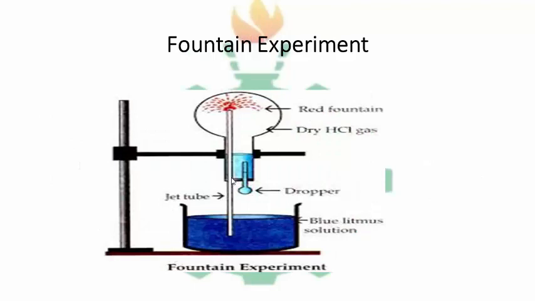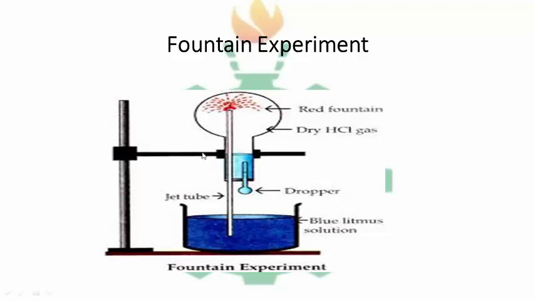Now to the Fontaine experiment. The Fontaine experiment is just used to describe the solubility of some gases, to describe how soluble gases are. The major gases we use are hydrogen chloride gas and ammonia gas. But in our discussion today, we are talking about the hydrogen chloride gas.